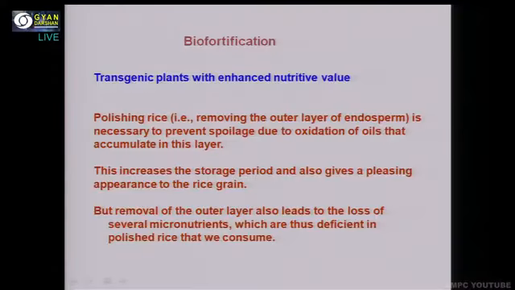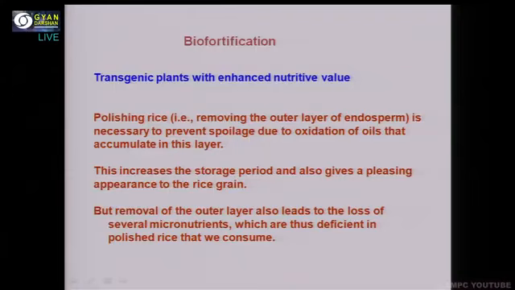fruitful results. Now, the next aspect of these genetically modified crops is biofortification. What is meant by biofortification? What is meant by fortify? Fortify means enhancement. So what are you enhancing? You are enhancing the nutritional value of a particular crop. So I will take two cases here. One is golden rice and another is the ferritin rice, or the iron enriched rice.